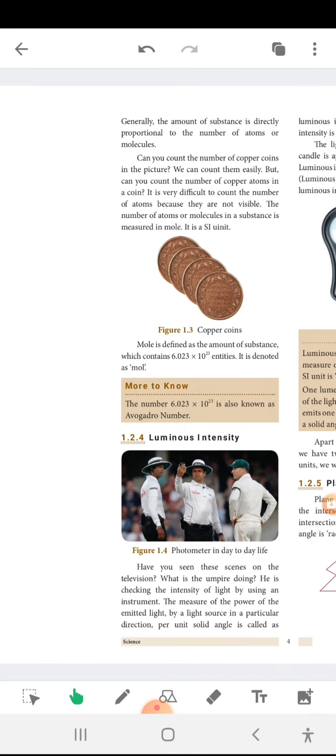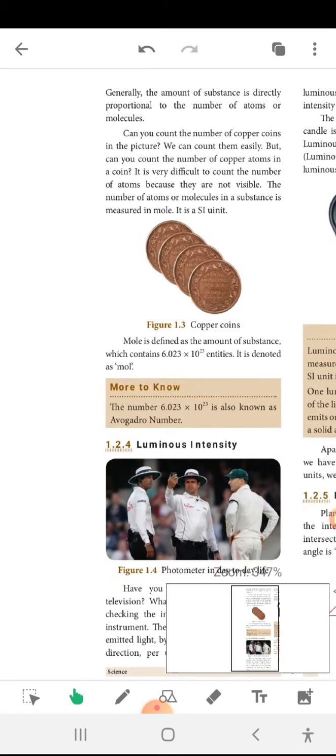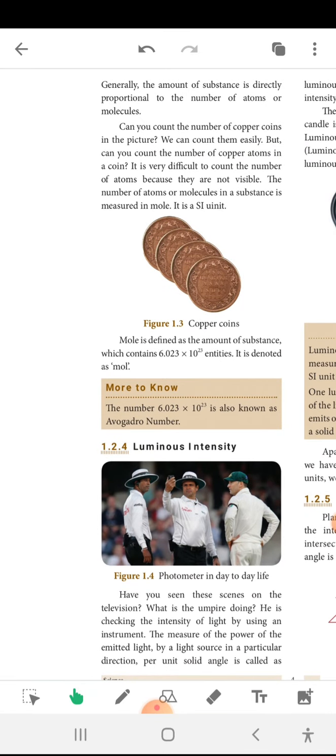So generally, the amount of substance is directly proportional to the number of atoms or molecules. Can you count the number of copper coins in a picture? Yes, you can count. How many are there? 1, 2, 3, 4. We can count them easily, but can you count the number of copper atoms in a coin? It is very difficult to count the number of atoms because they are not visible.